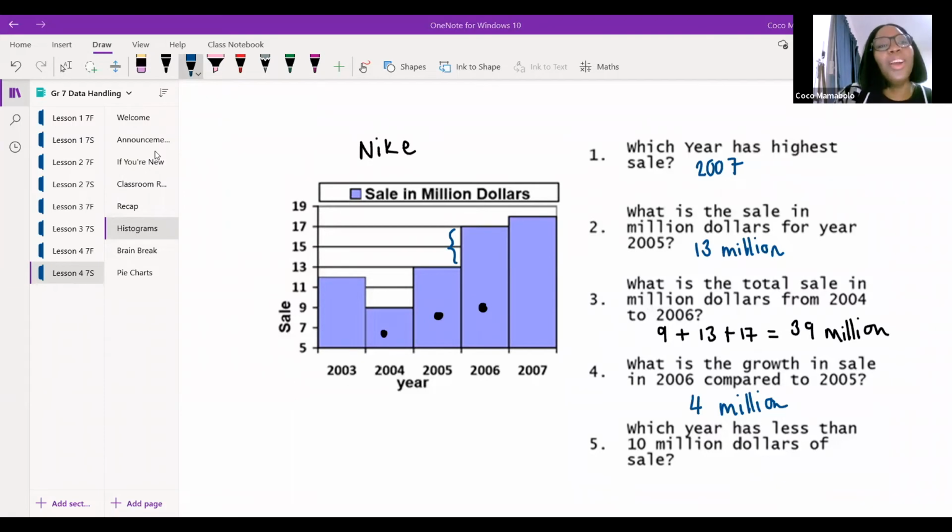Zabo, which year has less than 10 million in sales? 2003. 2003 is sitting here between 11 and 13. So in 2003, they actually made 12 million. Which year made less than 10 million? 2004. That's it, 2004. Excellent, that's what I was looking for.